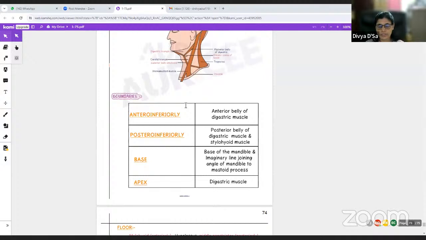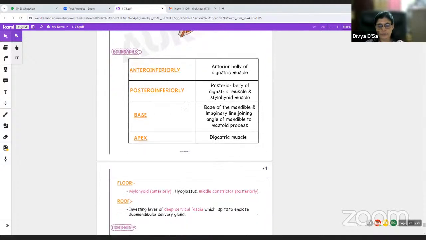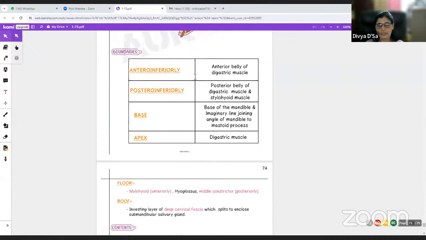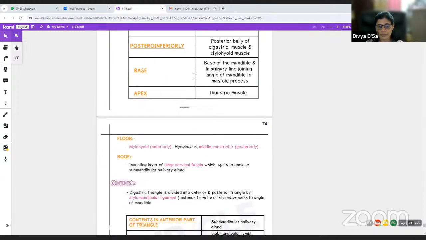Then boundaries should always be completed with floor and roof. So the floor is formed by the mylohyoid. Anteriorly there is the mylohyoid muscle, then there is hyoglossus and middle constrictor posteriorly. The roof is formed by the investing layer of the deep cervical fascia, which will split to enclose the submandibular gland, which is part of the digastric triangle.